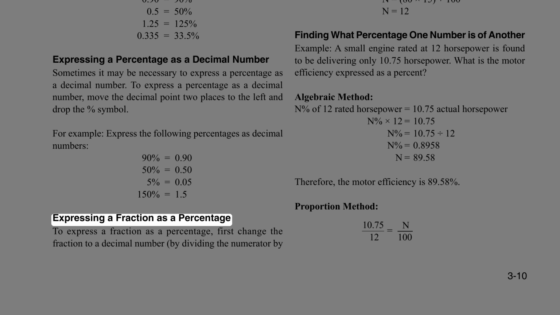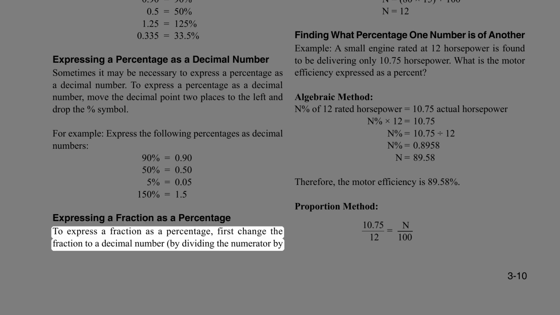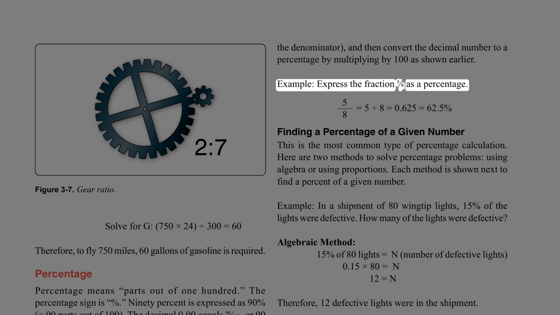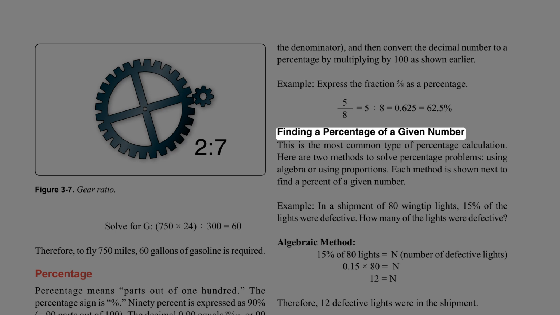Expressing a fraction as a percentage. To express a fraction as a percentage, first change the fraction to a decimal number by dividing the numerator by the denominator, and then convert the decimal number to a percentage by multiplying by 100 as shown earlier. Example: express the fraction 5/8 as a percentage.